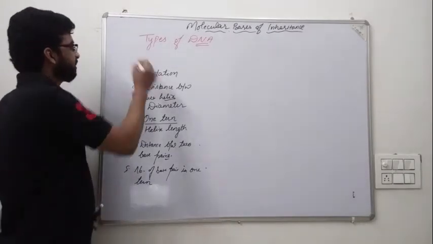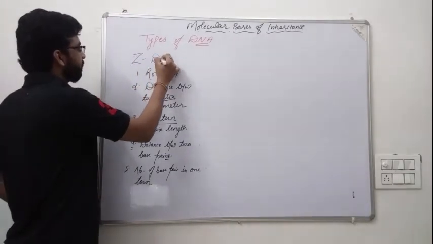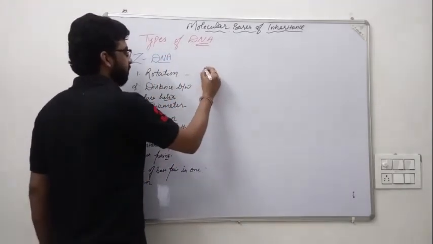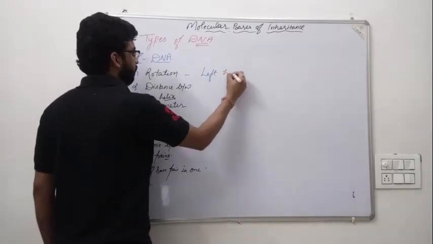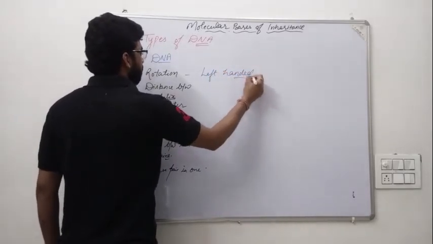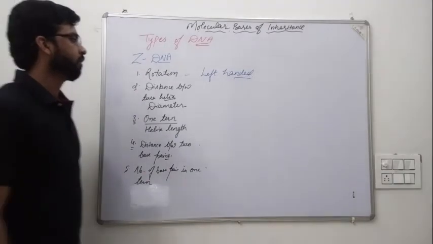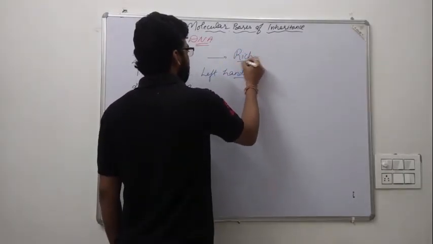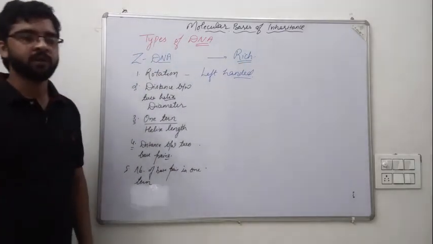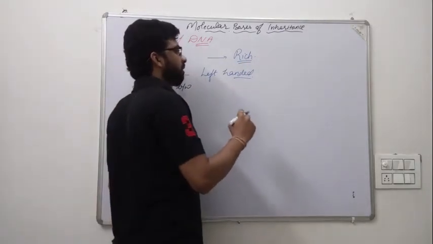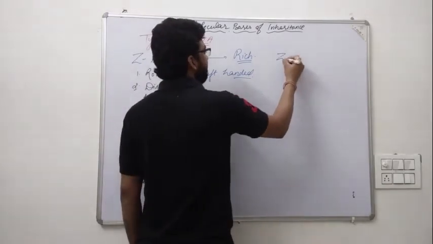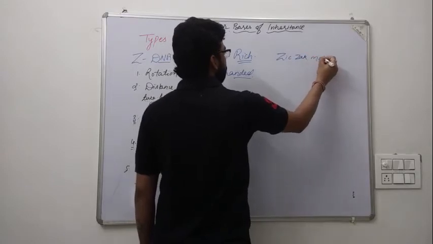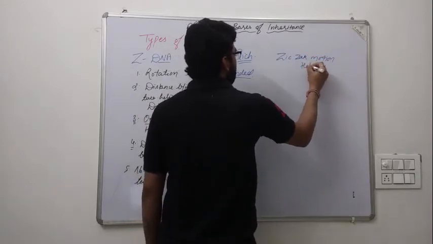The next is Z DNA. In zDNA, the rotation is left-handed. Left-handed rotation was firstly given by Rich, and he proposed that the DNA sequence or the helix is in zigzag motion.